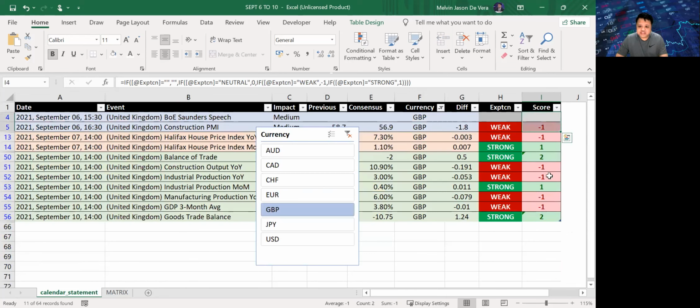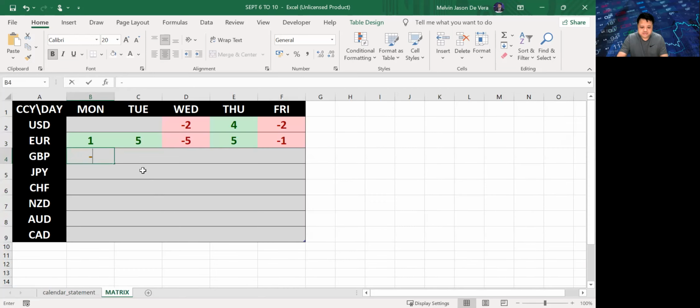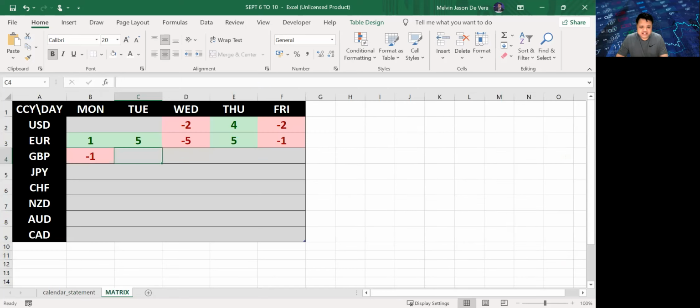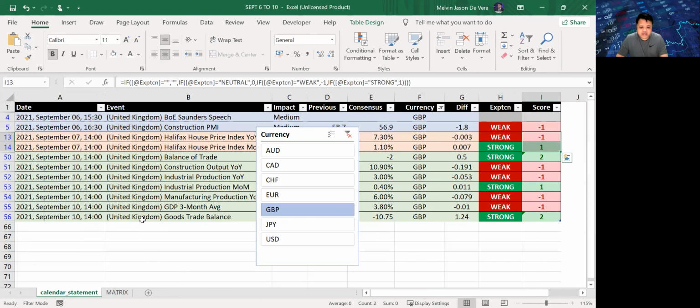So September 6, negative 1. Okay, sa Tuesday, neutral siya, lumalabas, pero isang strong, isang weak, no? Halifax house pricing. So 0 na lang lagay natin, kasi offset eh. And then we have September 10 na. Okay, a lot of events for Friday for pound, right? Balance of trade, okay, construction output, ayan. And the sum is positive 1.